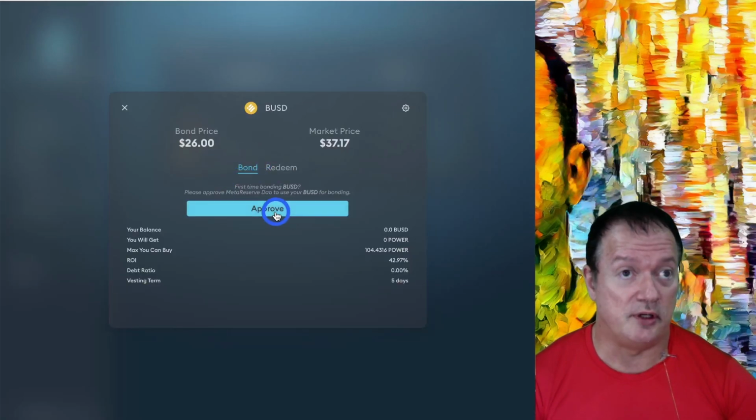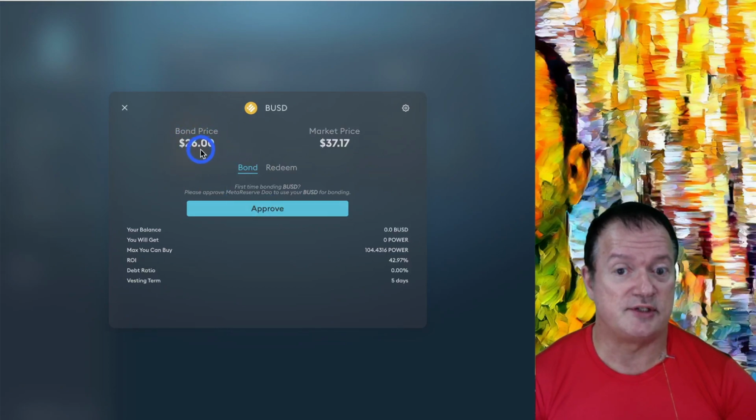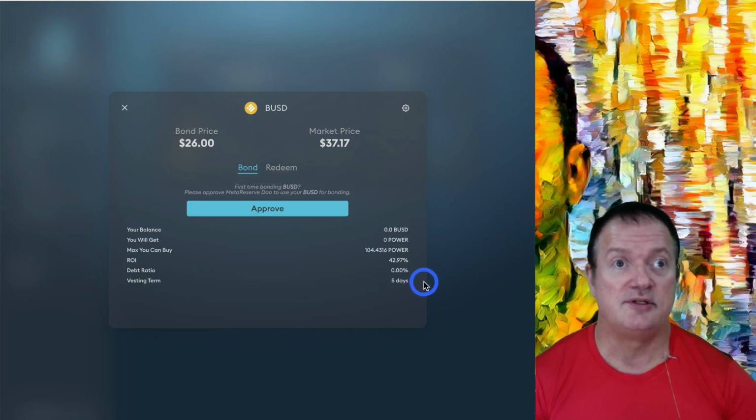So when you bond, you get your tokens at a discount. Right now you only pay $26 for BUSD when you buy the token with the bond. So you're getting your tokens at $26 and they're vested over a period of 5 days only, not 14, okay? So make sure you hit the right place, all right?